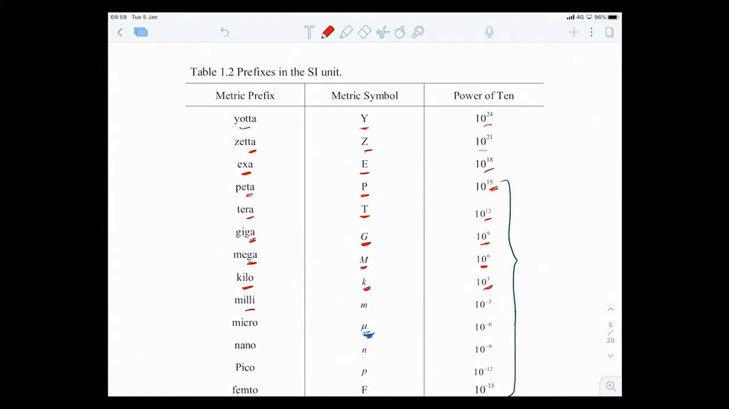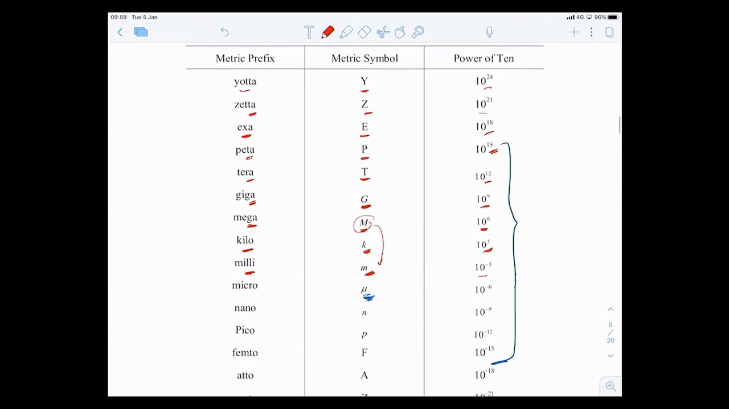Milli, small m please, small m, not capital M. 10 to the minus 3, right? Millimeters, for example, or milligrams. Micro, mu is the symbol, and it's 10 to the minus 6. Nano, small n, 10 to the minus 9. Pico, small p, 10 to the minus 12.